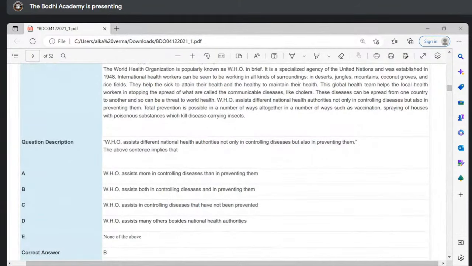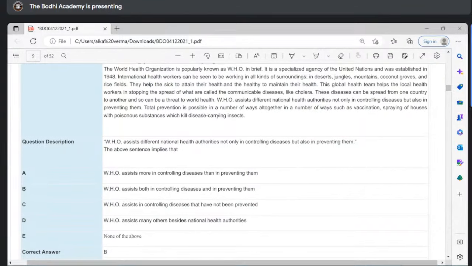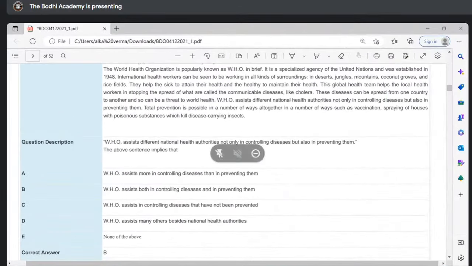Passage remains the same. WHO assists different national health authorities not only in controlling diseases but also in preventing them. So what does this say? That they don't do just this, but they do this also. It means they control and they prevent also. So they do both. Let's have a look at the options. Assist more in controlling than in preventing. Is something like this mentioned? No. They are saying they do both equally. The B option, assist both in controlling and in preventing them. Yes, we have got our answer.